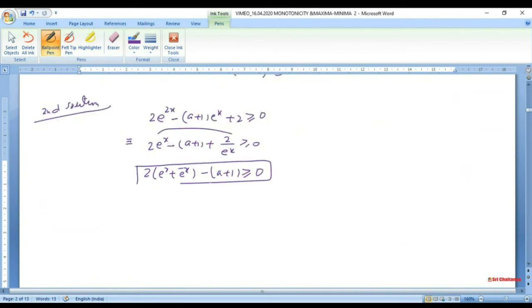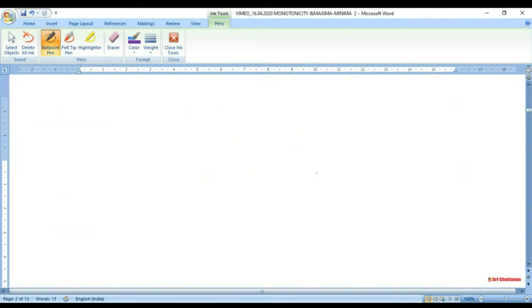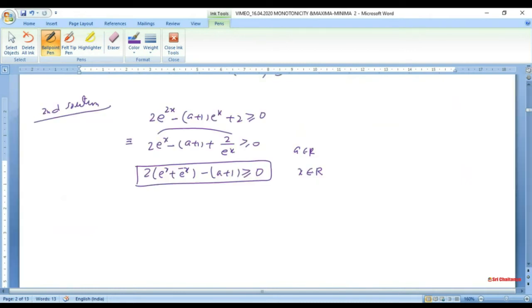Now tell me those a's. So the question we ask ourselves becomes: tell me those a's belonging to R such that this holds for each x belonging to R. Okay, so it is crucial. The solution is in two parts.